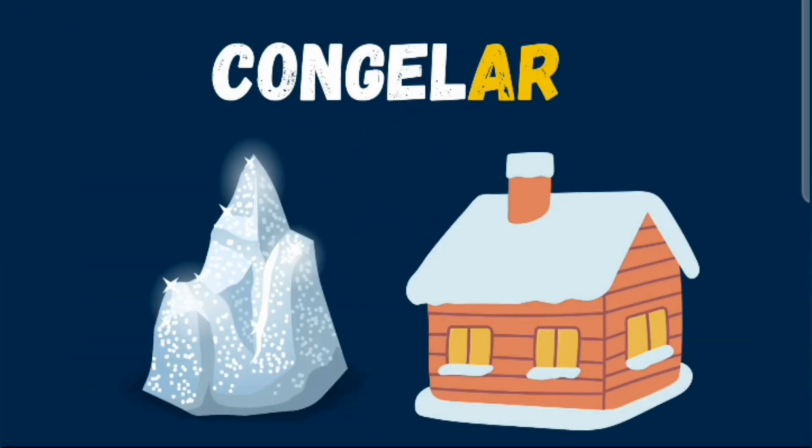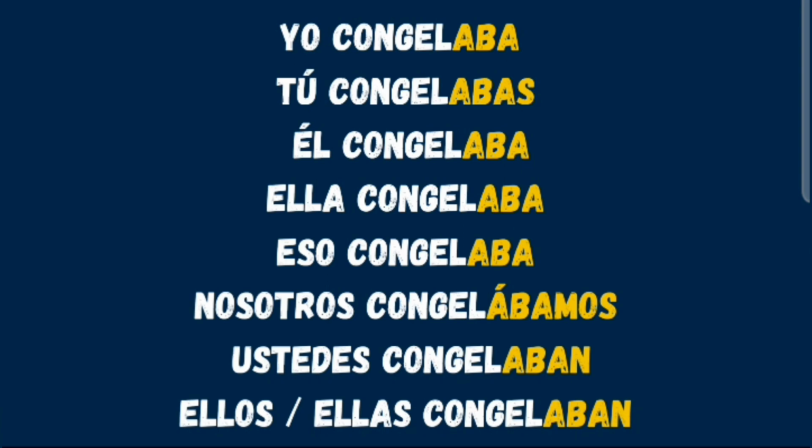All right, so now the next verb we have is to freeze. To freeze in Spanish means congelar. And let's see how you have to conjugate this verb in the imperfect past. Yo congelaba. Tú congelabas. Él congelaba. Ella congelaba. Eso congelaba.